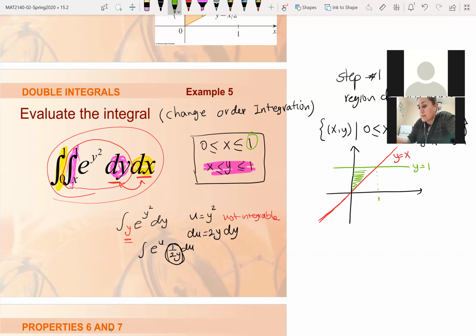So then was this type 1 or type 2 originally? What do you think? What was the original one? Is it type 1 or type 2?